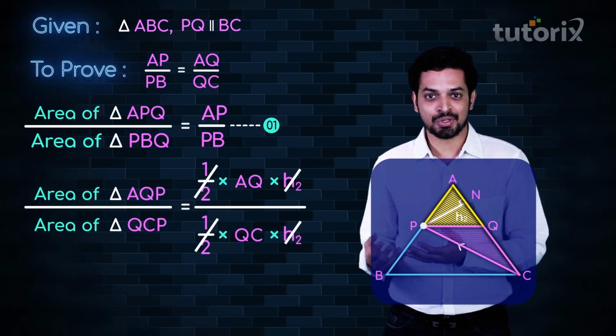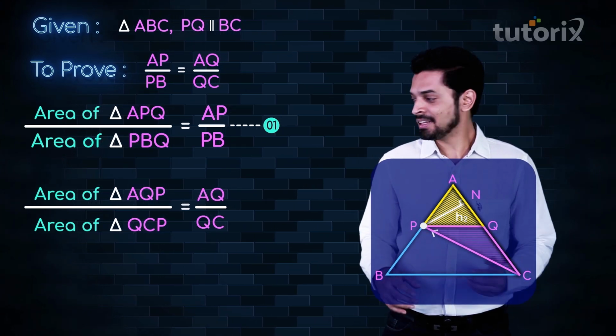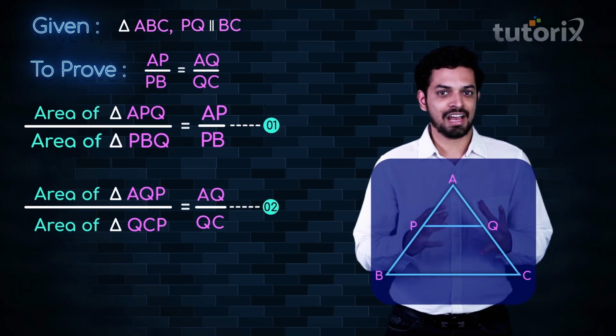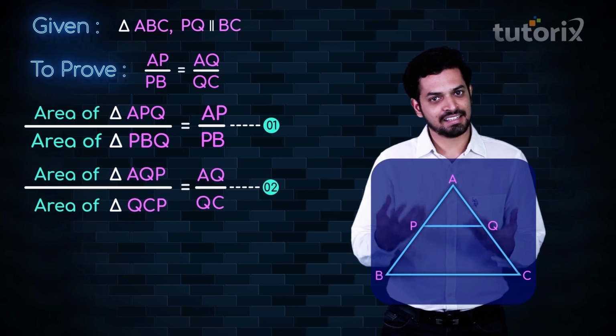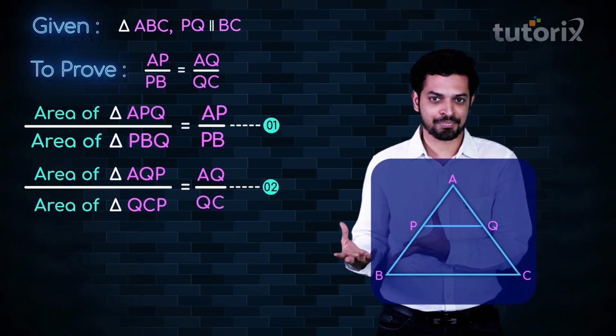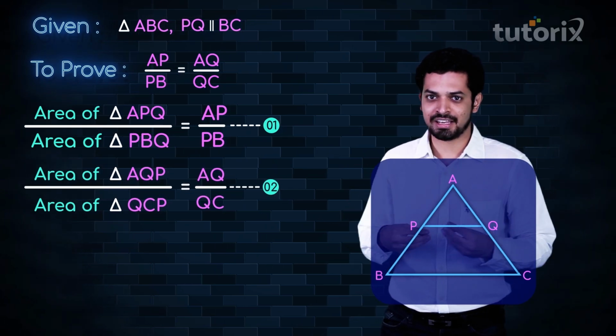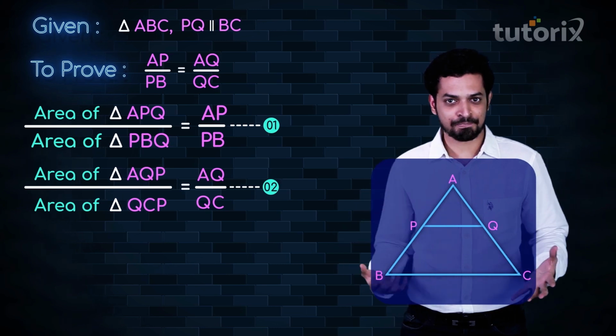So I get the ratio as AQ by QC. This is my second equation. So we have written the left hand side as some ratio of areas of triangles and the right hand side as some ratio of areas of triangles. Now if you can prove that these two ratios of areas are the same, then our job is done.